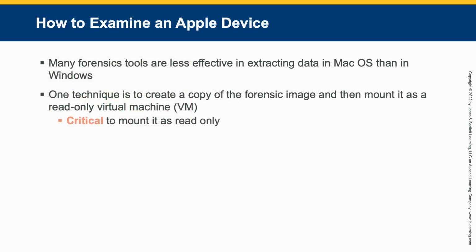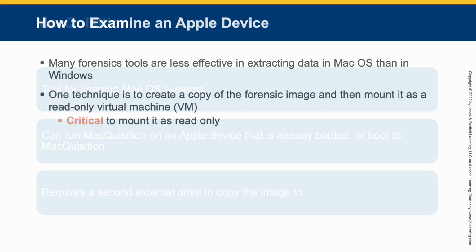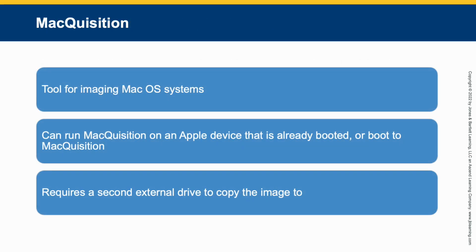Many forensic tools are less effective in extracting data in macOS than in Windows. One technique is to create a copy of the forensic image and then mount it as a read-only virtual machine, or VM. It is critical to mount it as read-only. Macquisition, as discussed earlier, is a tool for imaging macOS systems. You can run Macquisition on an Apple device that is already booted, or boot to Macquisition. It requires a second external drive to copy the image to.